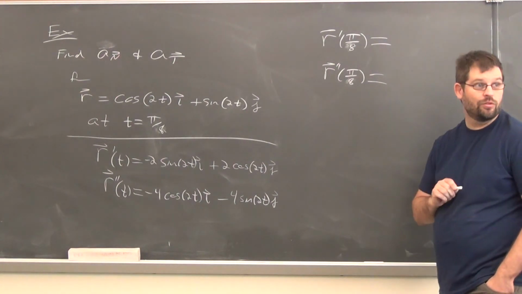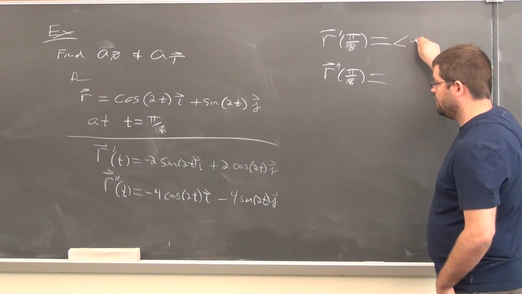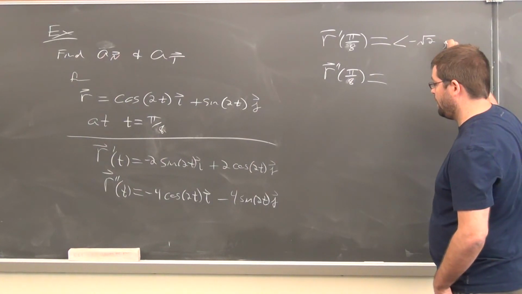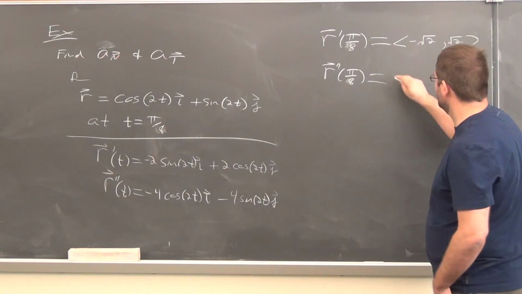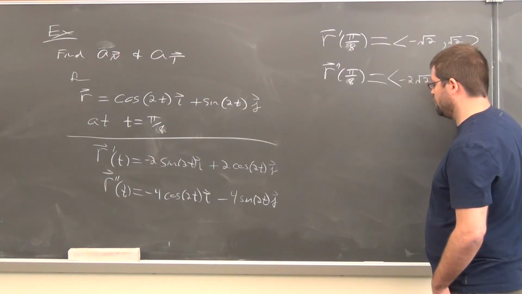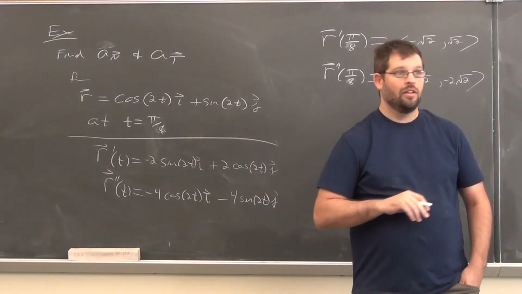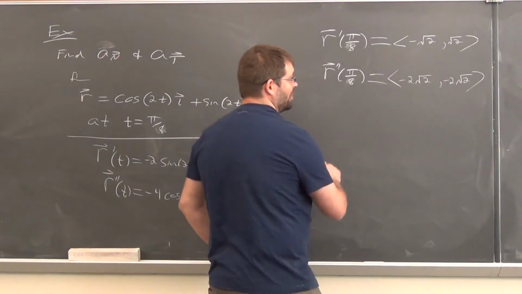Root 2 over 2 for each of these, right? So what do we have? Negative root 2, root 2, and then negative 2 root 2, negative 2 root 2. You just have to evaluate these things.